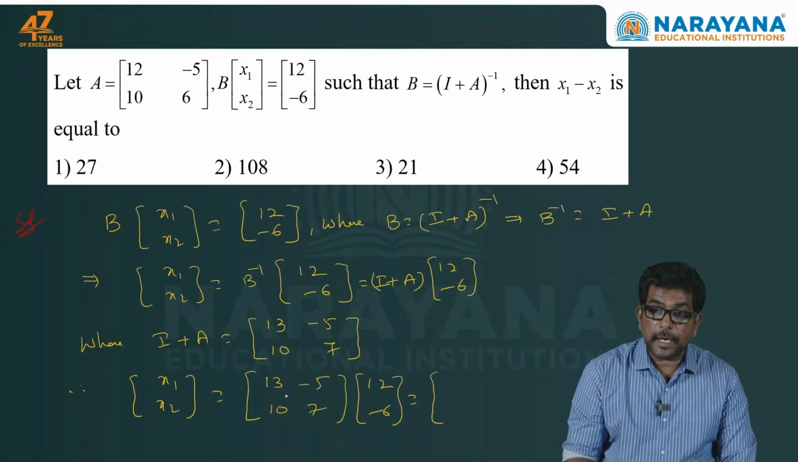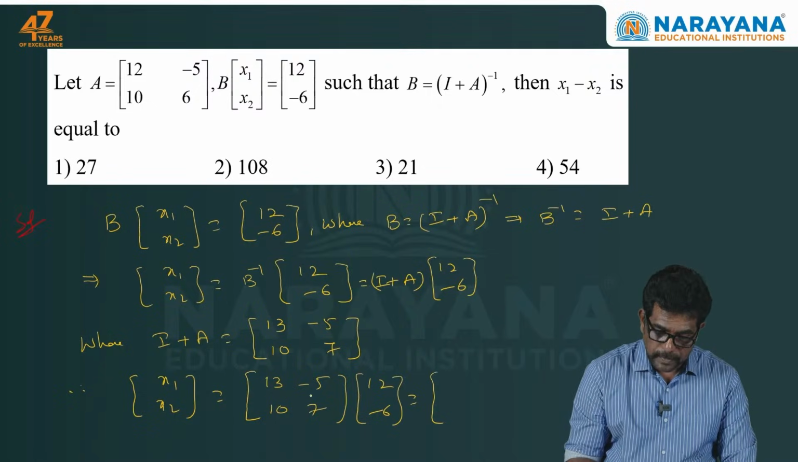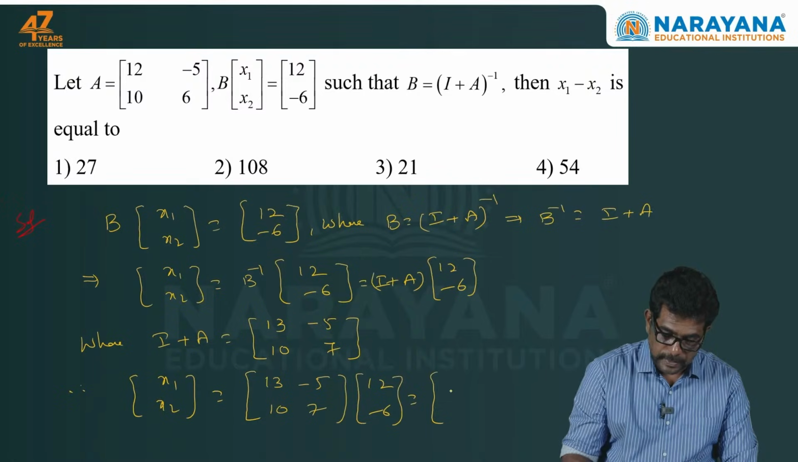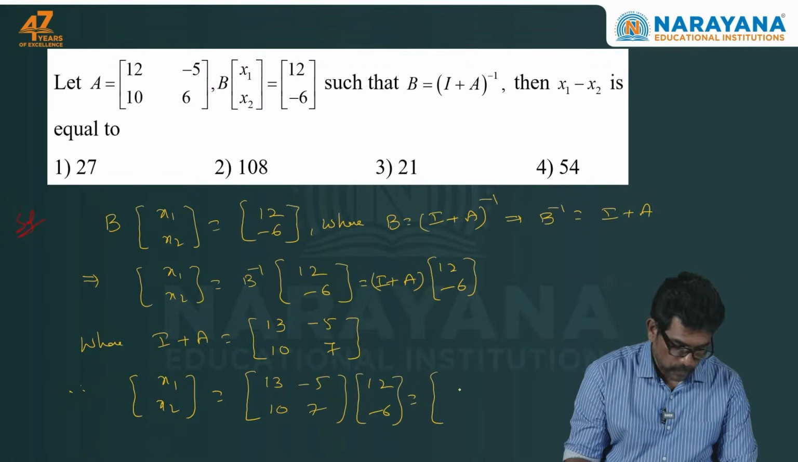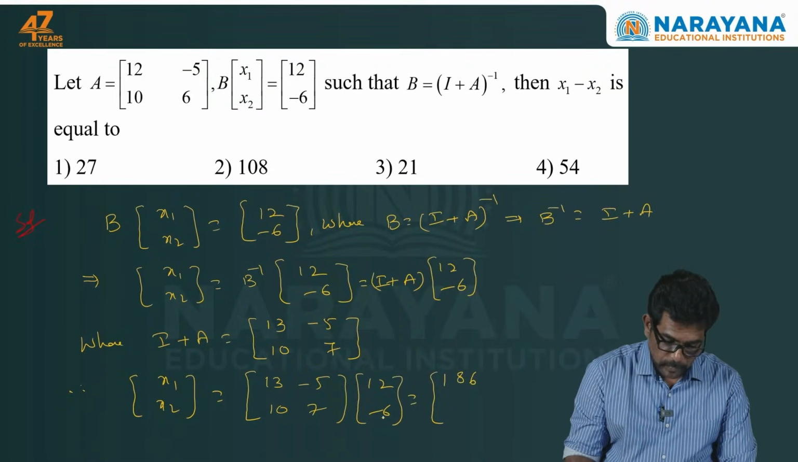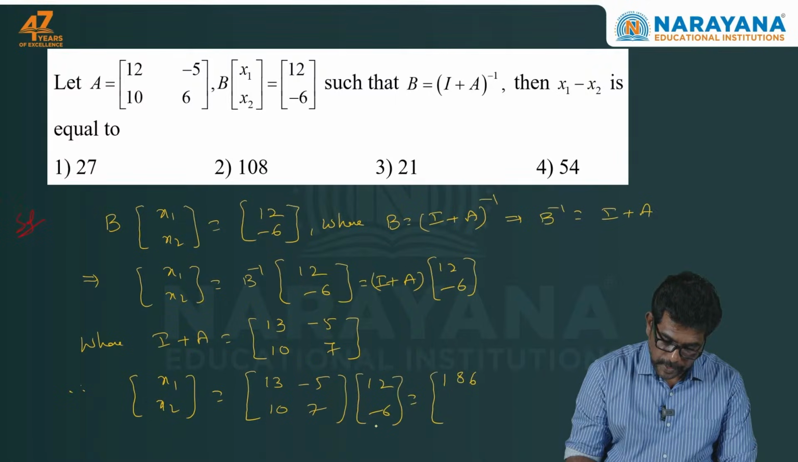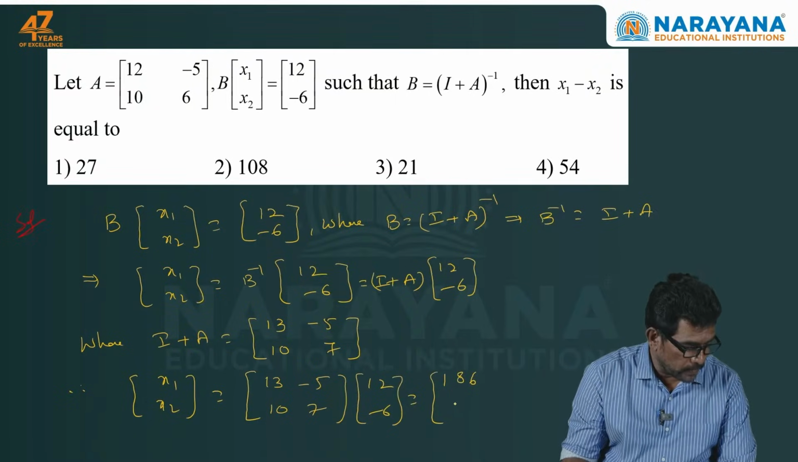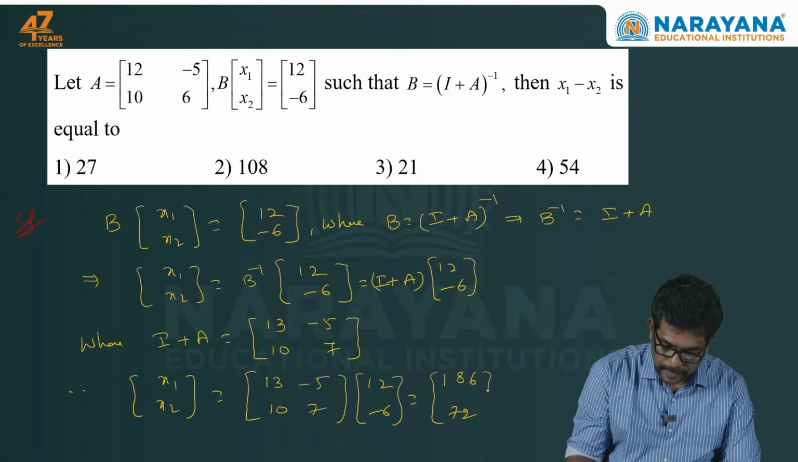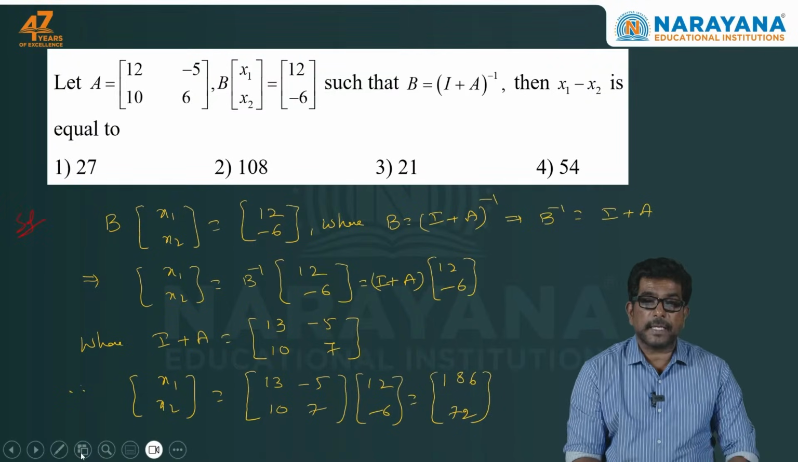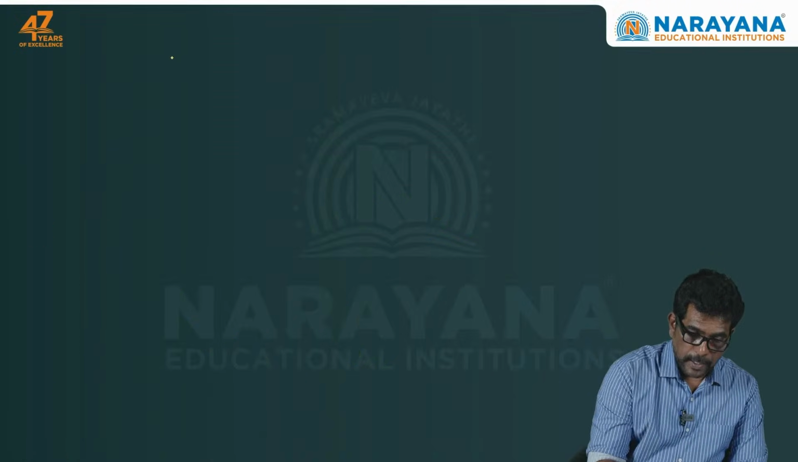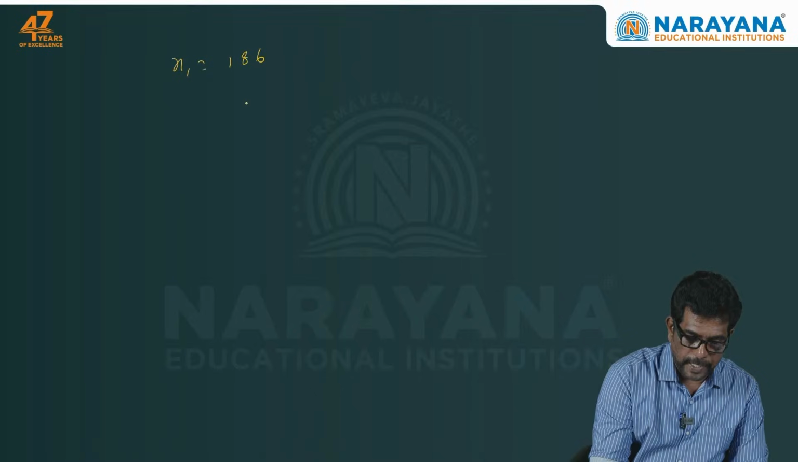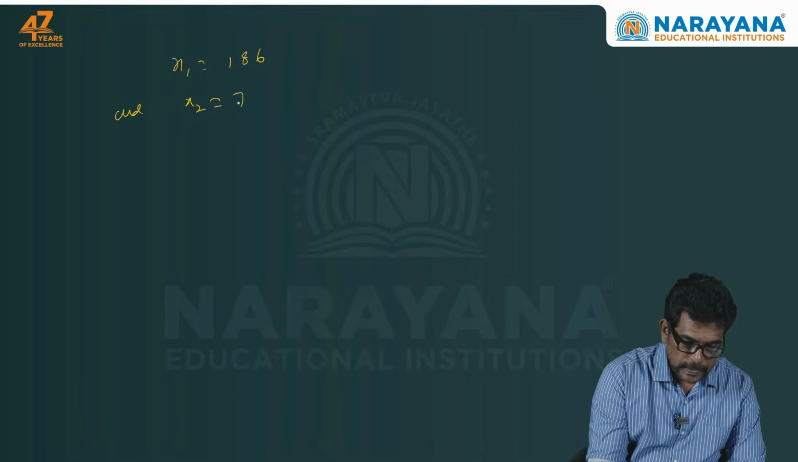Now by simplifying this, this is matrix multiplication. You know, we are multiplying row and column wise. So 13 times 12 plus 5 times 6 becomes 186, and 10 into 12, 120, minus 42, is 78. So from this we get the x1 and x2 values, where x1 is equal to 186 and x2 is equal to 78.